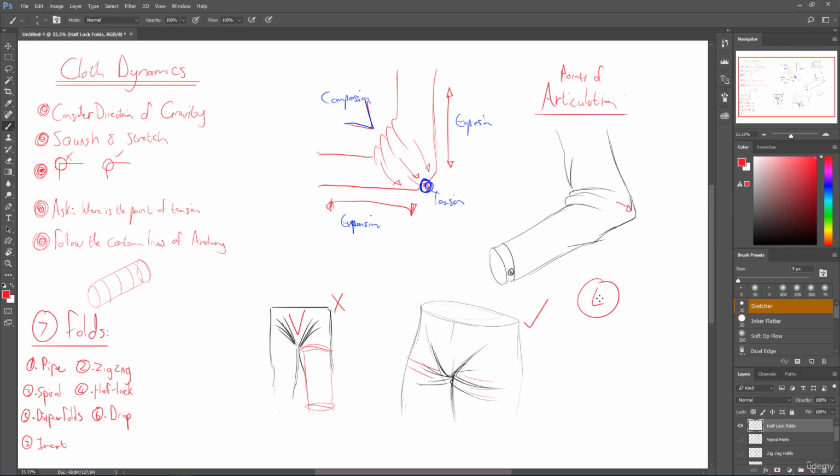All right, so those are our half-lock folds. There are overlaps on one side of a compressed cloth section that is overformed, because the other side is really experiencing stretching or expansion. All right, half-lock folds. And I've said this twice already, I apologize for saying it again.